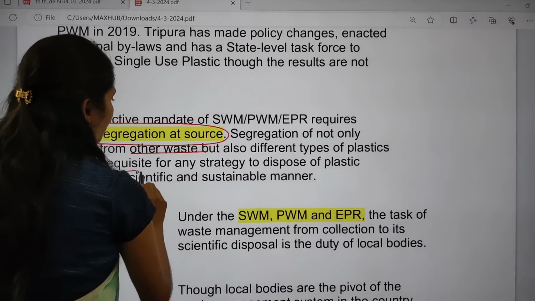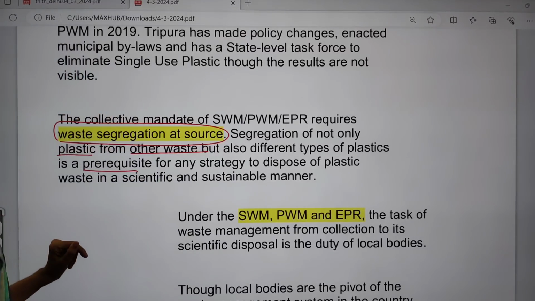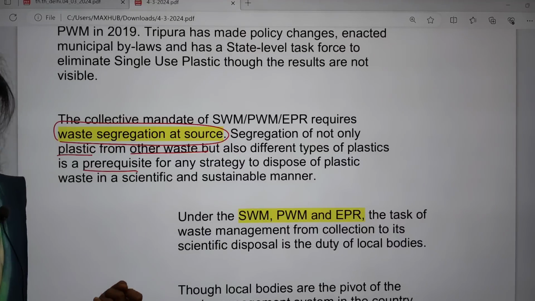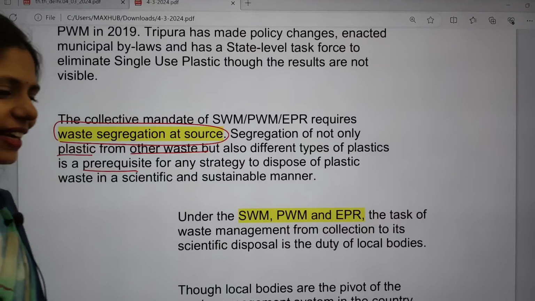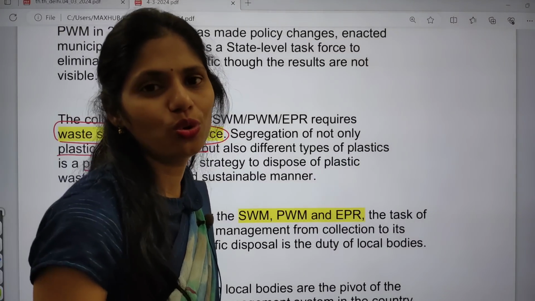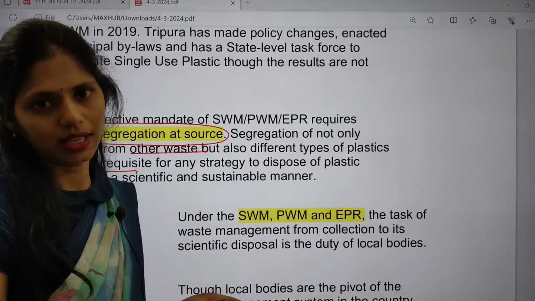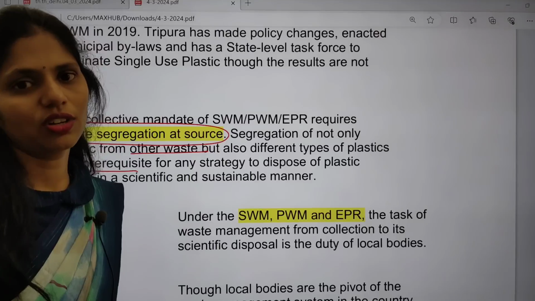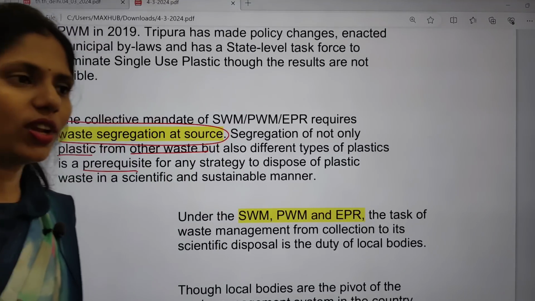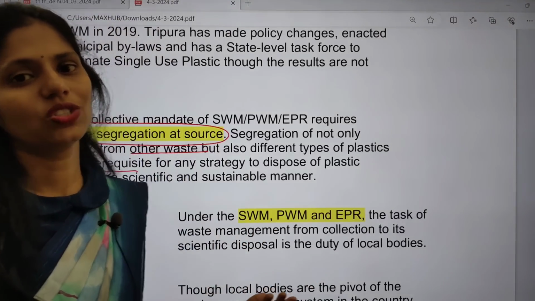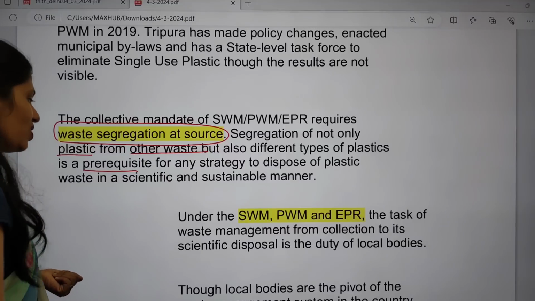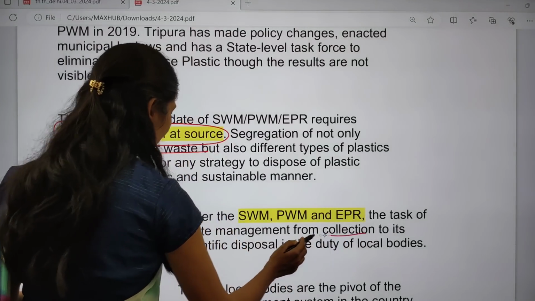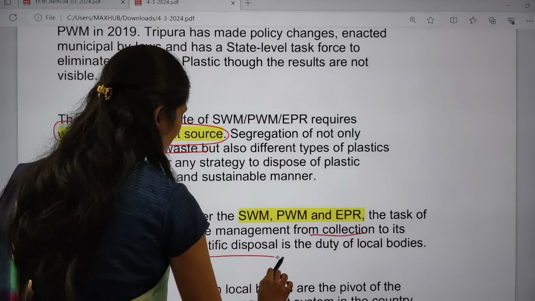It is very important. And we have to focus on disposing of plastic waste in a scientific and sustainable manner. So one request from my side: please don't throw plastic here and there. We have to focus on plastic recycling so that we can provide a good environment for the next generation. Here we have to focus on the collection of waste and scientific disposal.